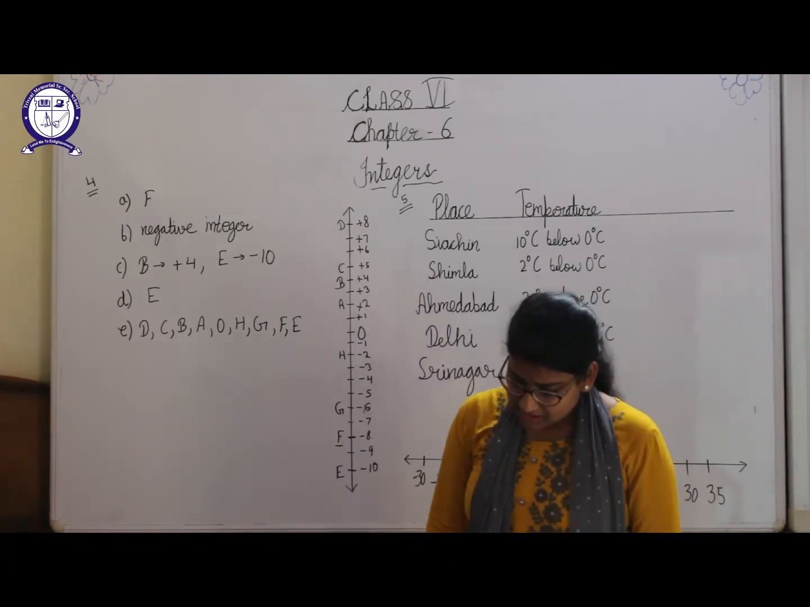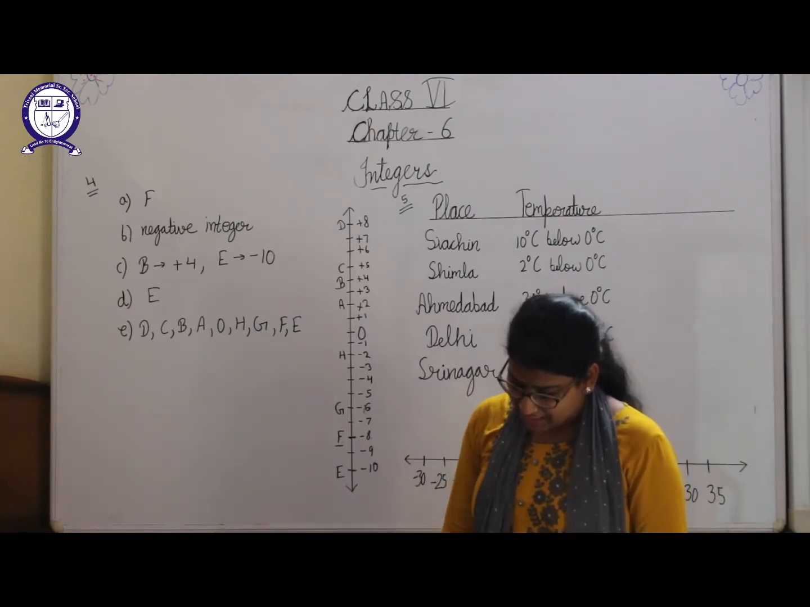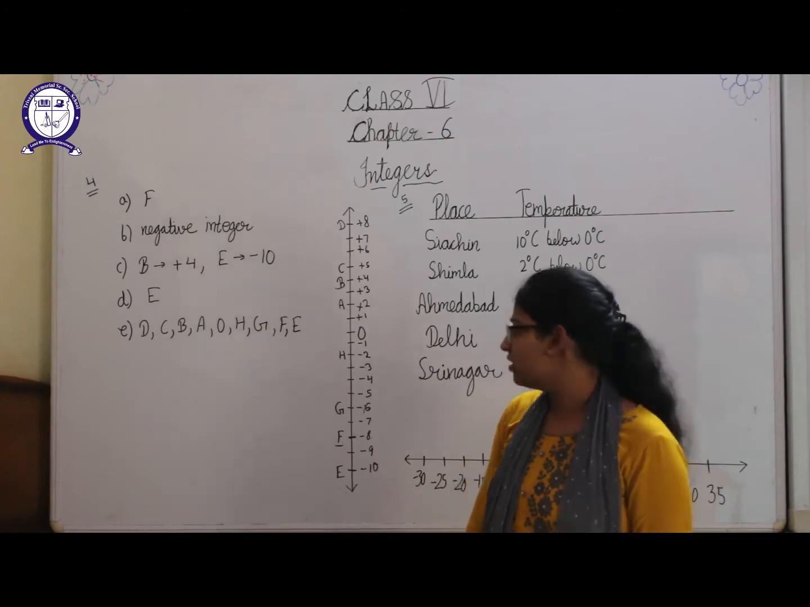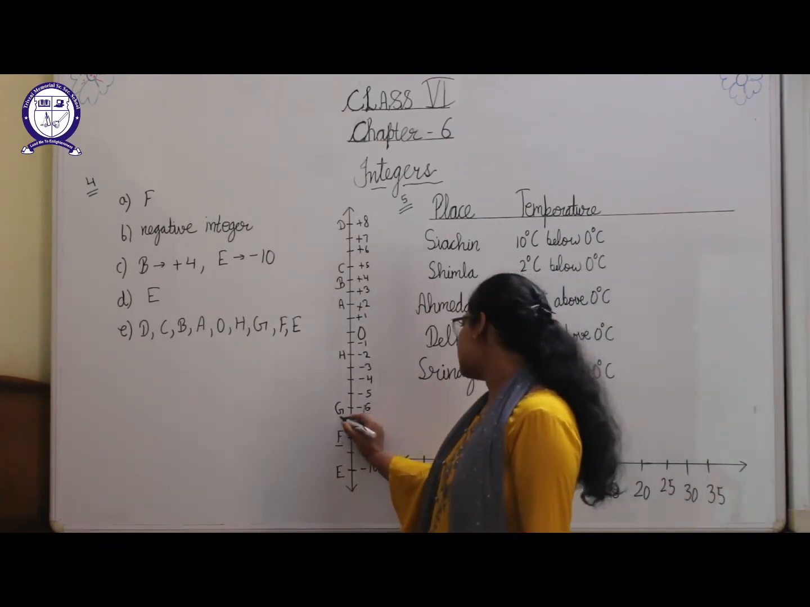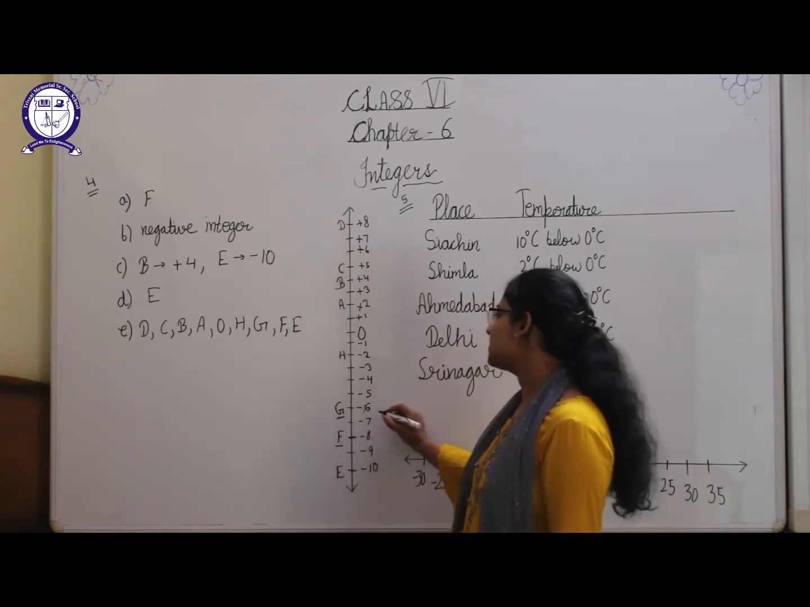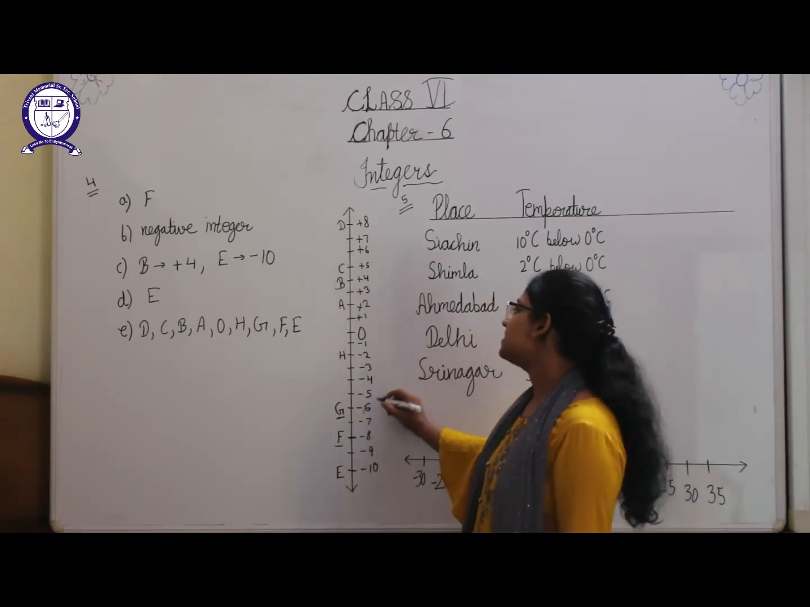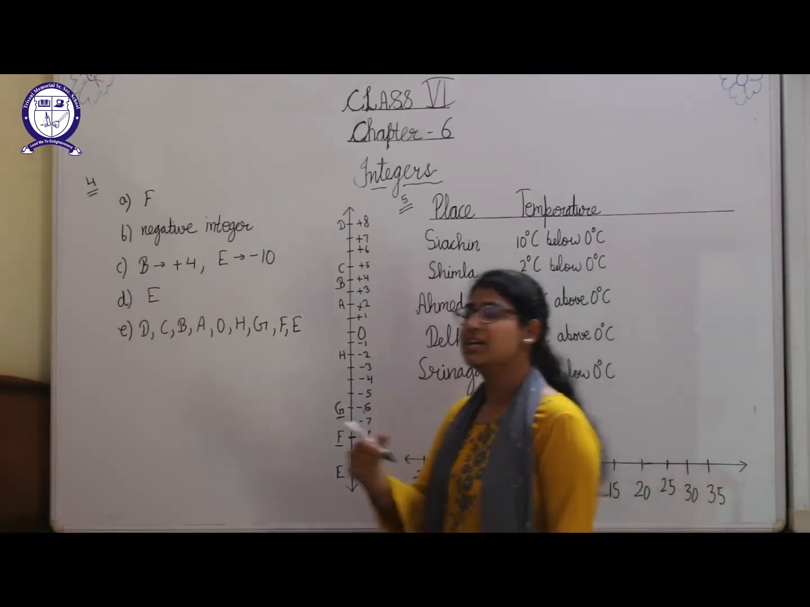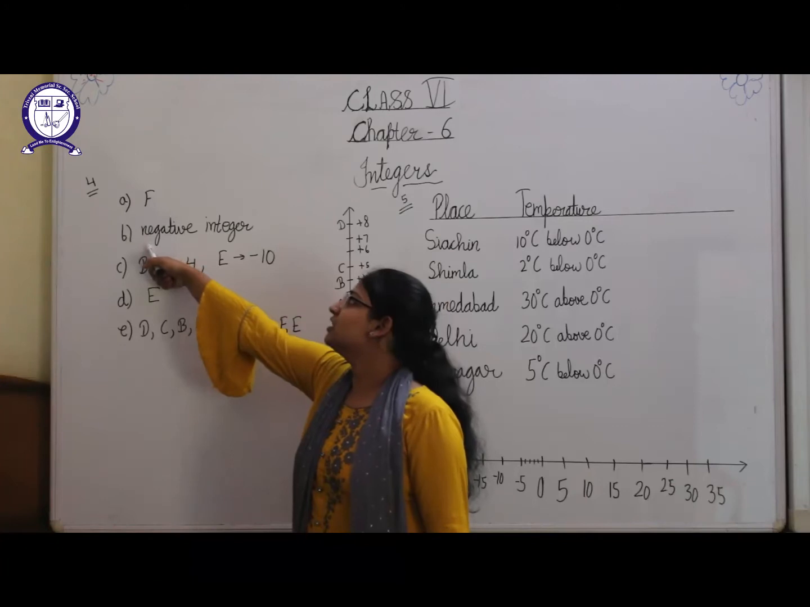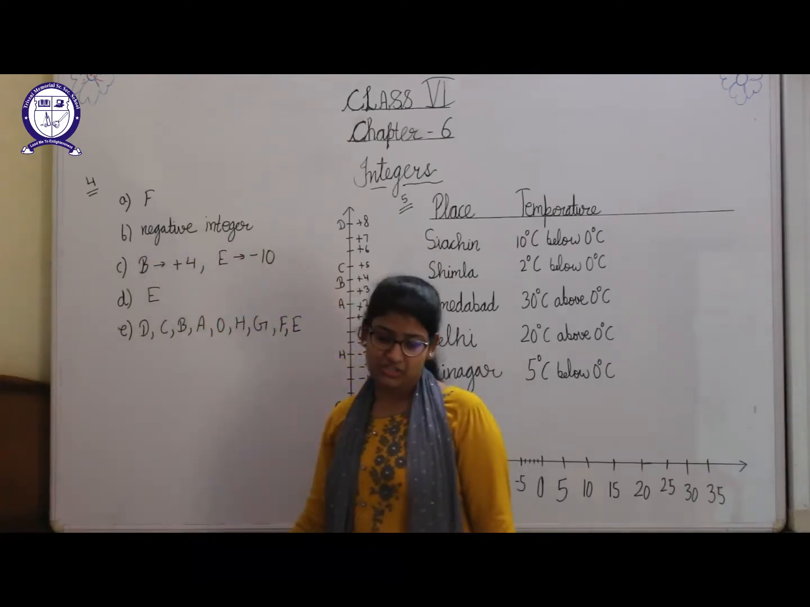Now B part is: is point G a negative integer or a positive integer? Point G is negative or positive. This is point G. What is it representing? It is representing -6. It means it is representing a negative integer. G is representing a negative integer. So I write here in the B part, the answer is negative integer.